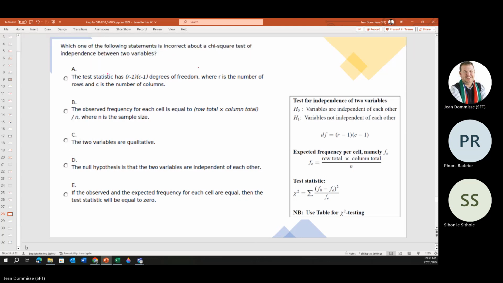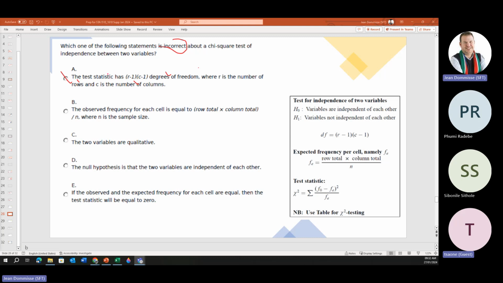Which one of those statements is incorrect? The test statistic has R minus 1, C minus 1 degrees of freedom, where R is the number of rows and C is the number of columns. Okay, that is correct. So that is one of the correct ones. We are unfortunately looking for the incorrect one.